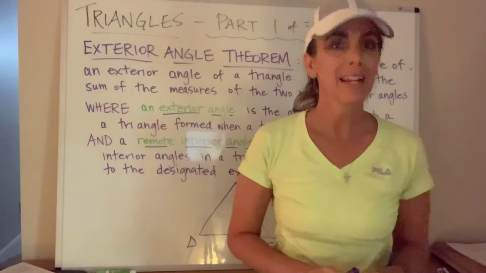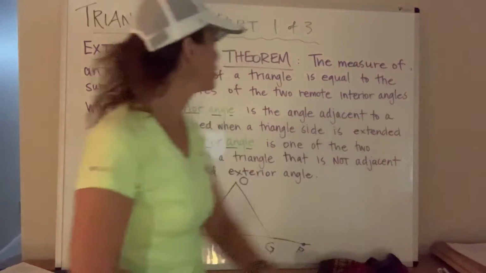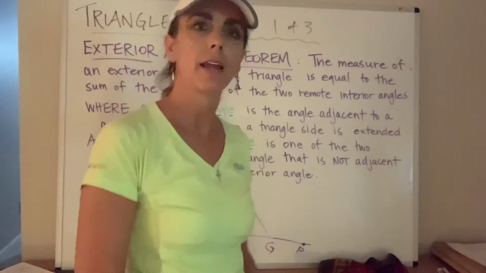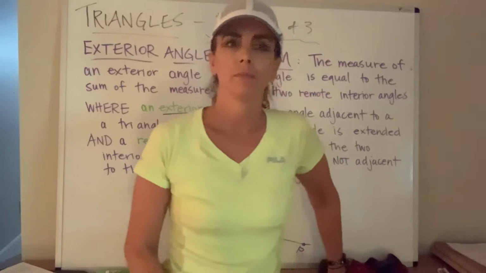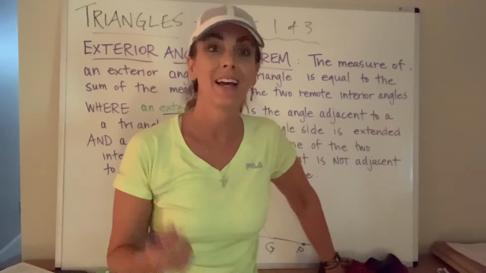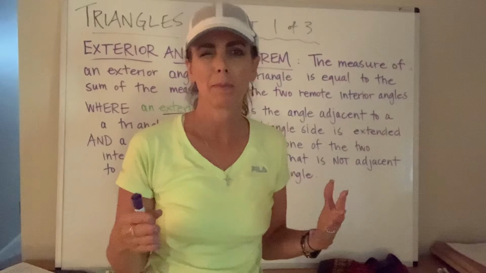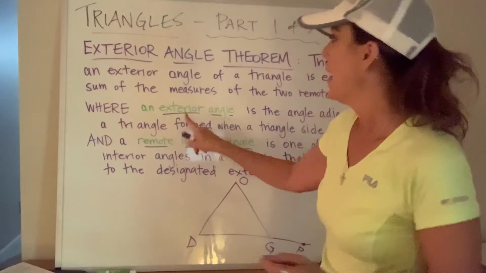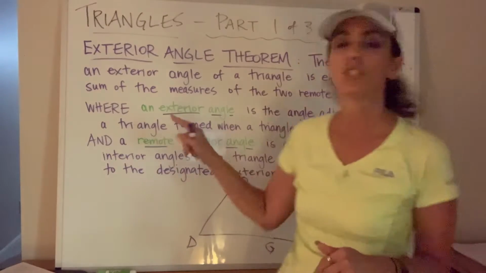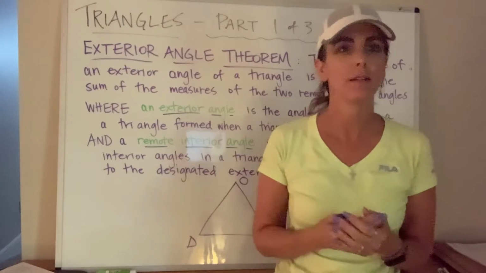The measure of an exterior angle of a triangle is equal to the sum of the measures of the two remote interior angles of the triangle. Heck, what does that mean? Well, I guess if we define what an exterior angle is and remote interior angles, it'll make a little more sense. An exterior angle is the angle adjacent to a triangle that's formed when you extend one of the sides of the triangle.